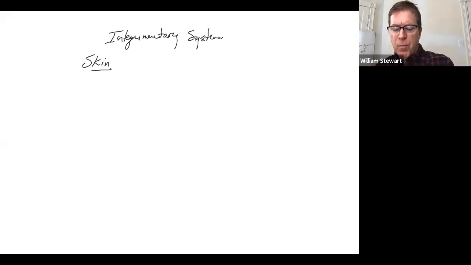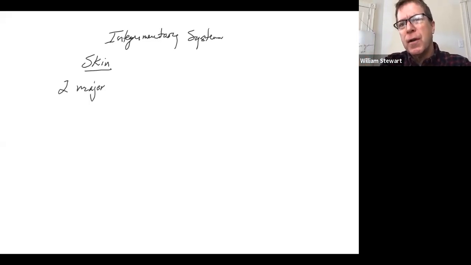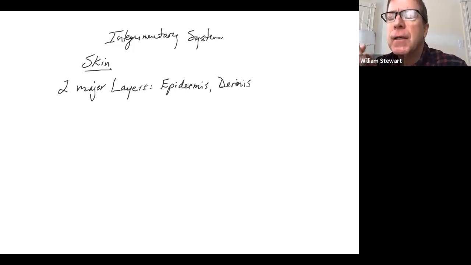So first and foremost, the skin has two major layers. I know that you've heard these terms before, but we're going to examine them in great detail. The two major layers of the skin are the epidermis and the dermis. That's D-E-R-M-I-S. Sorry about the poor writing.